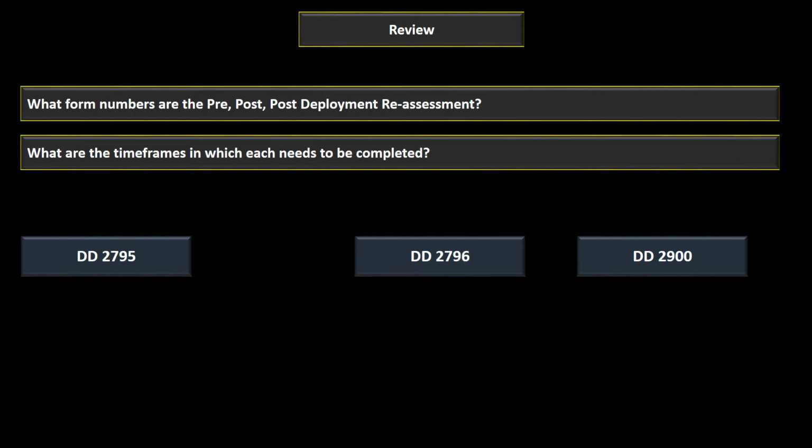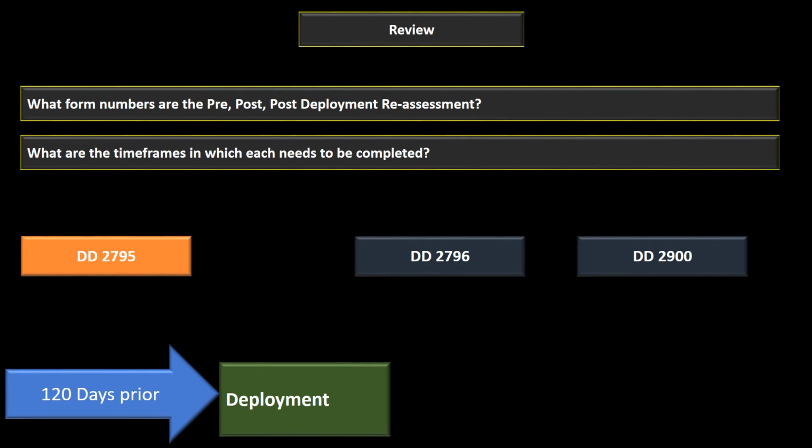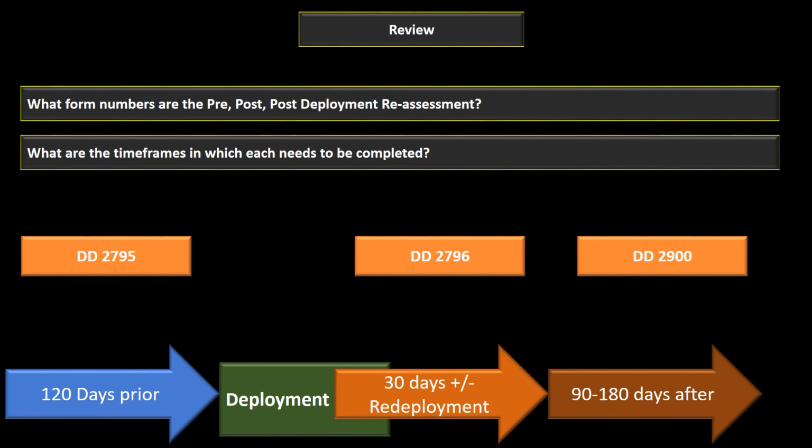What are the time frames in which each needs to be completed? What are the time frames to do our pre-deployment health assessment, our post-deployment health assessment, and our post-deployment health reassessment? Well, we need to know the deployment. We're going to do our DD2795, our pre-deployment health assessment, when we're in that 120-day window, 120 days prior to the deployment. We're going to do our DD2796, our post-deployment health assessment, when we are 30 days plus or minus from redeployment, meaning when we've only got 30 days left in theater or we're 30 days past, but no later than that. And then our DD2900, our post-deployment health reassessment, we want to do that 90 to 180 days after.